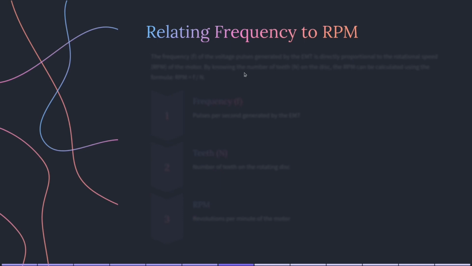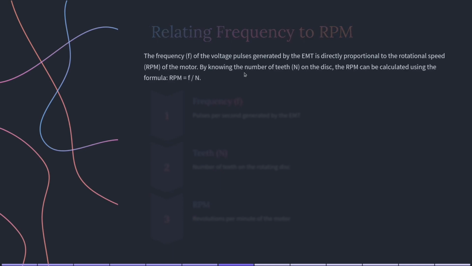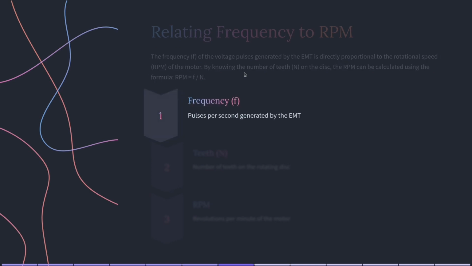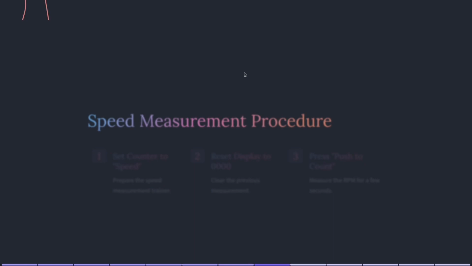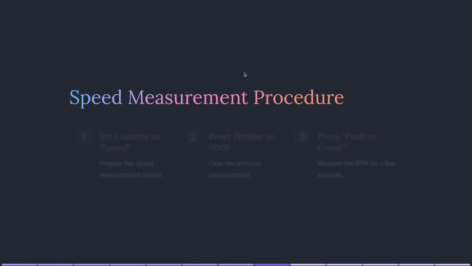So how do we calculate RPM using it? Here is the formula for that. RPM equals F by N, where F is the pulses per second generated by the EMT, N is the number of teeth on the rotating disc, and RPM is the revolutions per minute of the motor which we want to calculate.